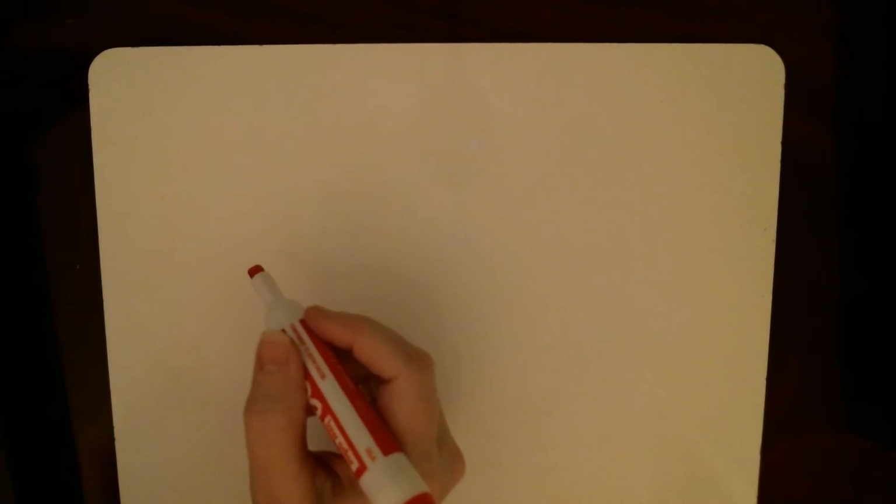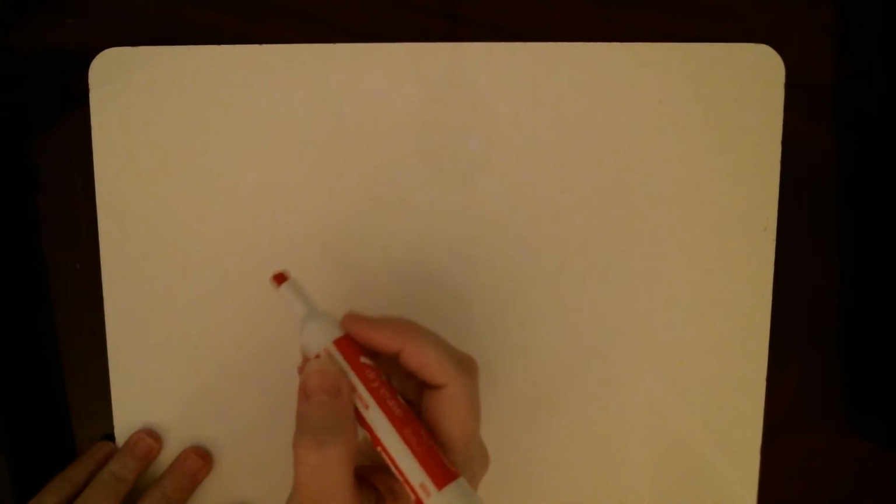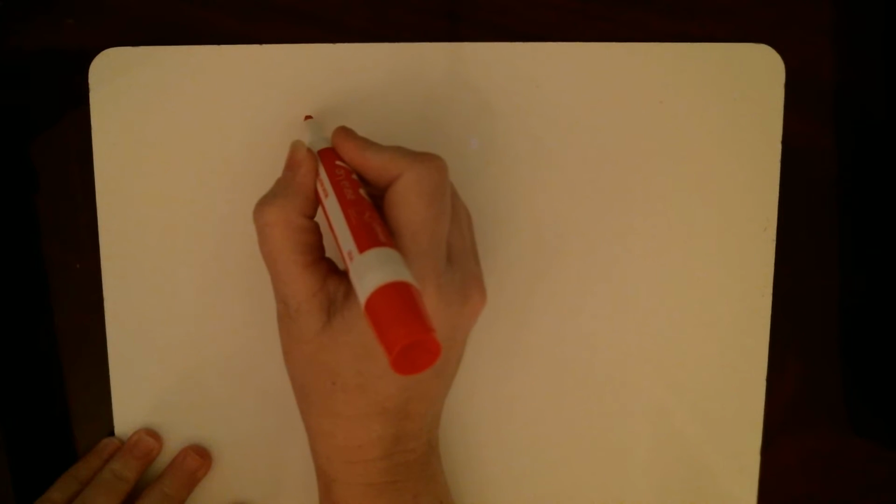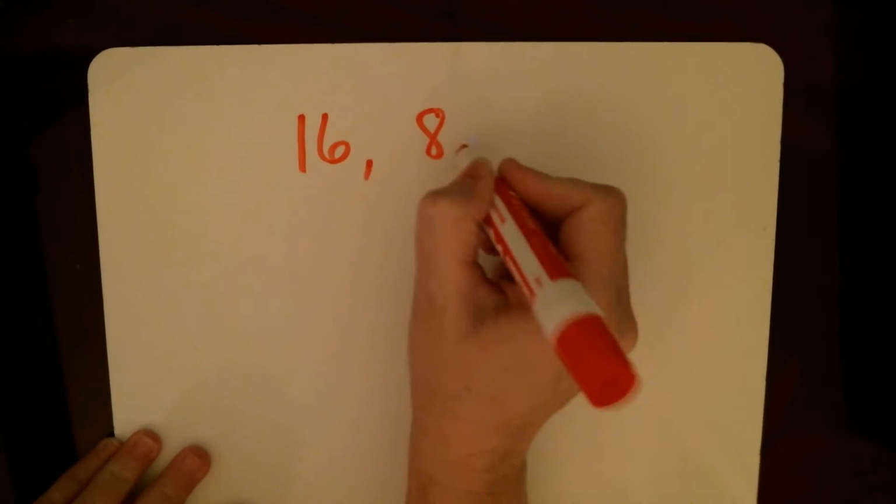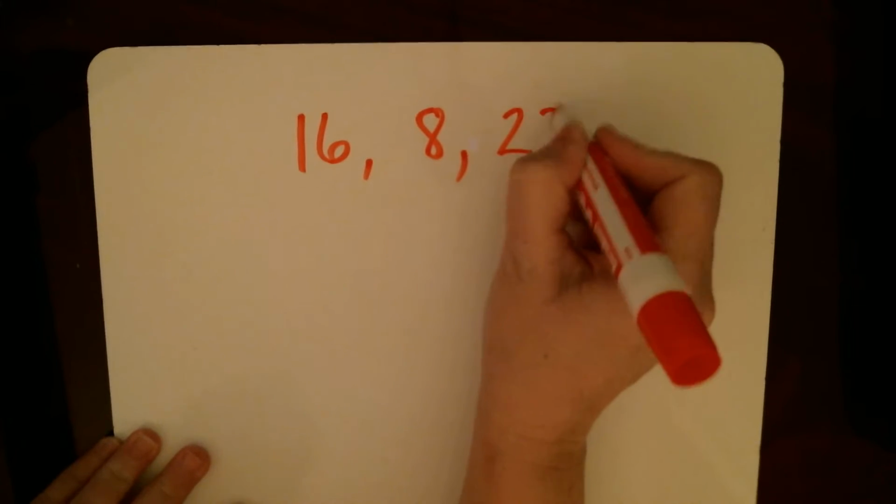Hey guys, so for our lesson today, our objective is we're going to be ordering some numbers within 100. And when we put things in order, sometimes we put them in order from the least or the smallest up to the greatest. We did it before with two-digit numbers and one-digit numbers.